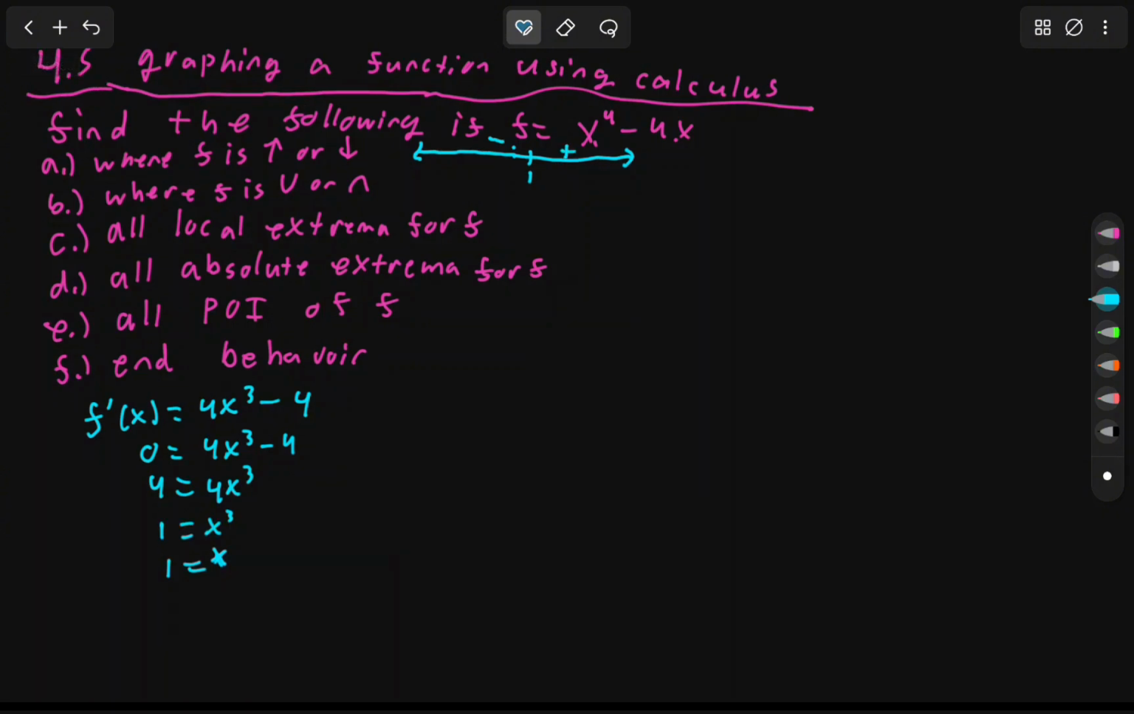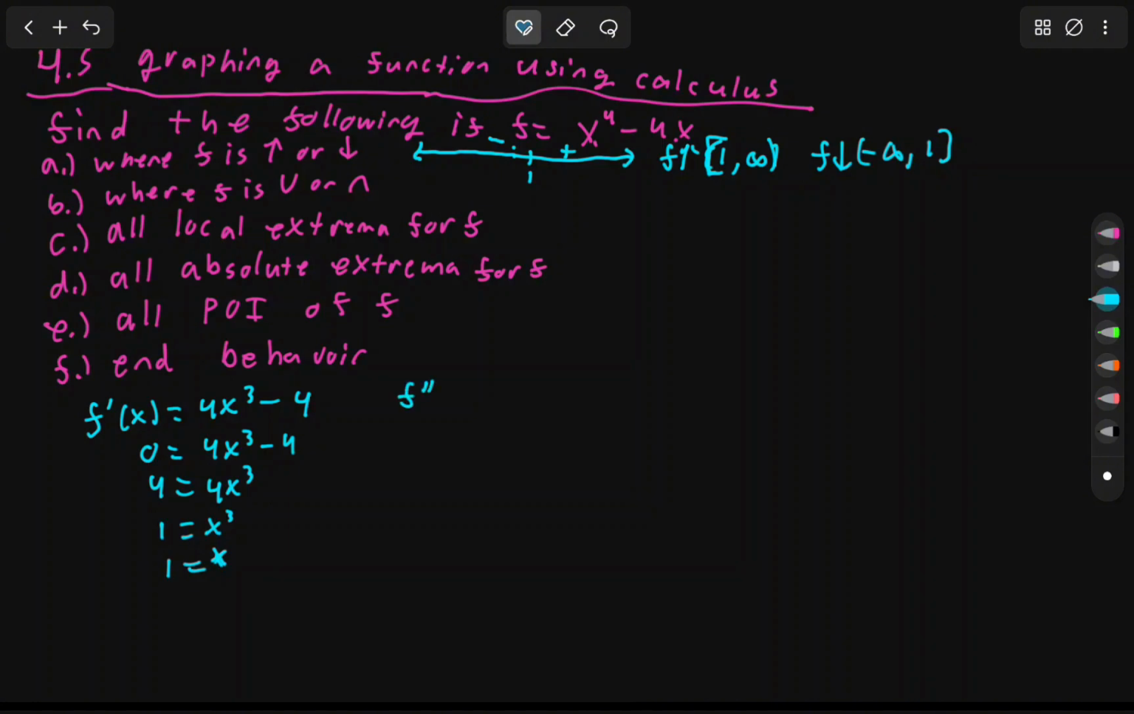So our answer to A is f is increasing from 1 to infinity. And sorry, don't include the infinity, but do include the 1. And then f is decreasing from negative infinity to 1, including 1, which is kind of interesting that a function can be increasing and decreasing at a point. So now we want to find where f is concave down or concave up.